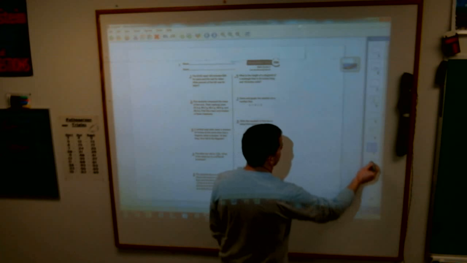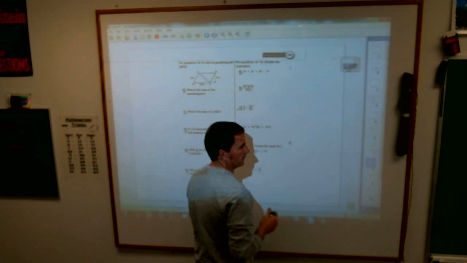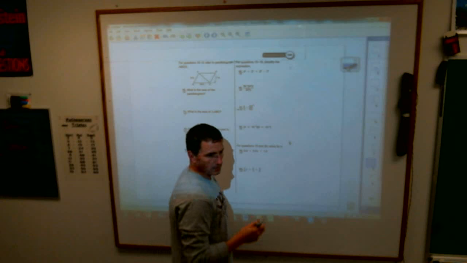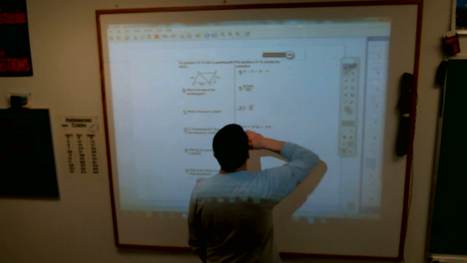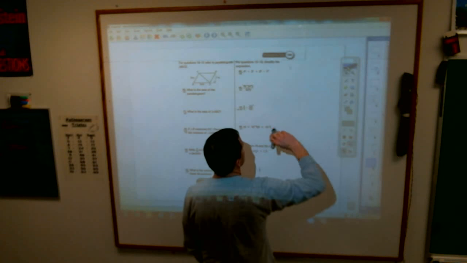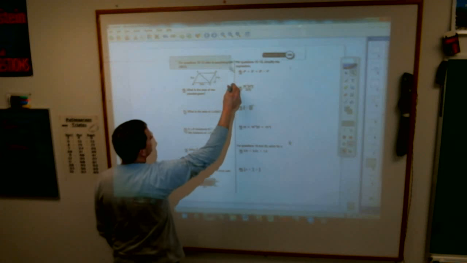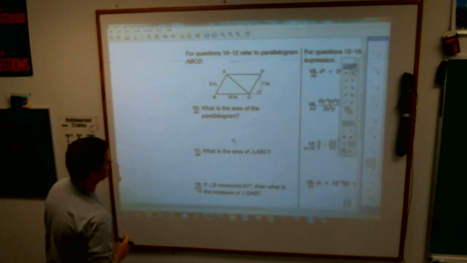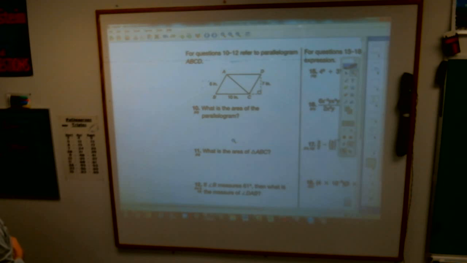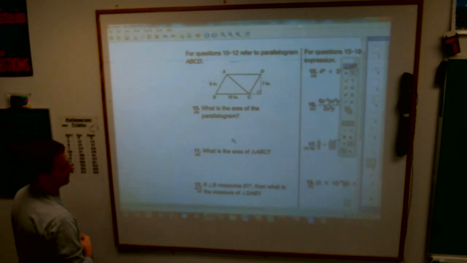Number 12. Raise your hand if you missed number 12. Oh, there's a substantial number out there. Number 12. Does that 12 go with that problem there? 12 says, if the angle B measures 61 degrees, then what is the measure of DAB?